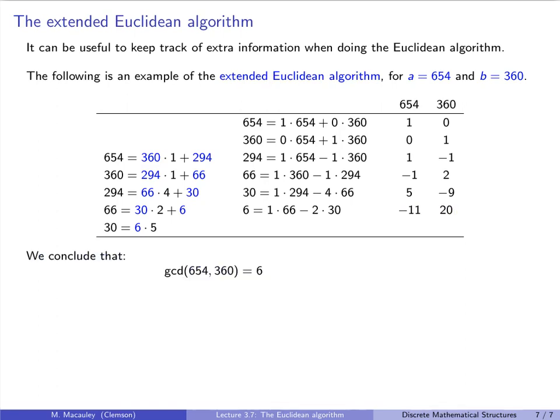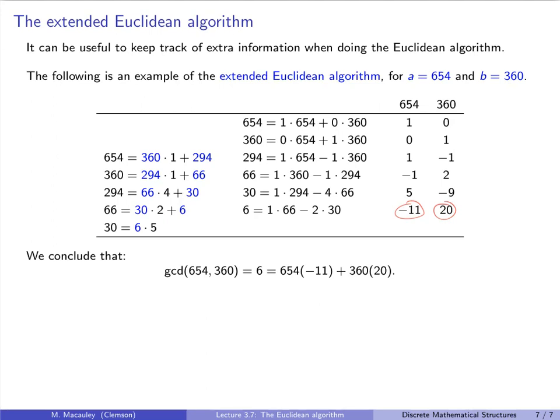And I claim that the GCD of 654 and 360 is equal to 6. We've already established that. But moreover, these coefficients right here, negative 11 and 20, tell us how to construct 6 from a linear combination of 654 and 360. Namely, the GCD is 654 times negative 11, plus 360 times 20. So I encourage you to pause the lecture at this point and go back and see if you can reconstruct where that came from. I almost want to call them row reductions because it's a lot like what we do in linear algebra.